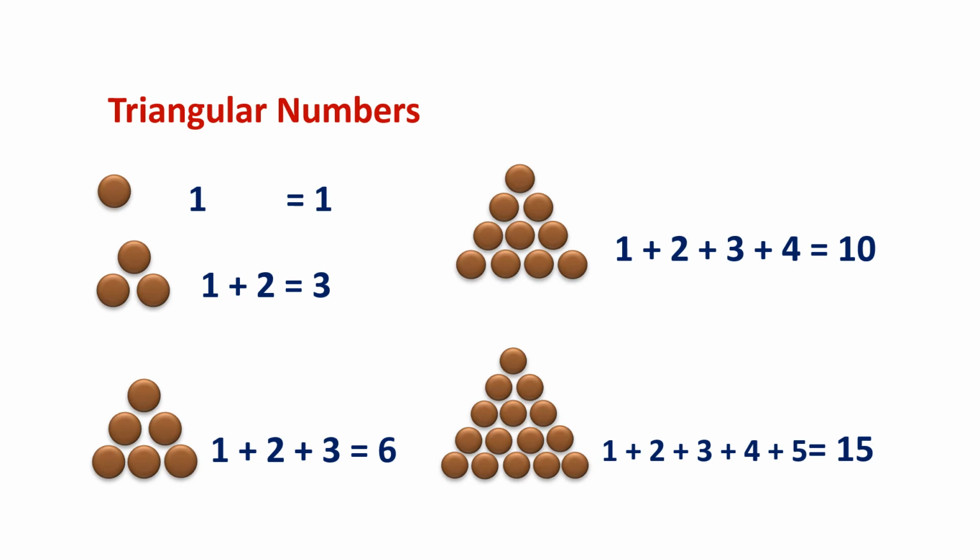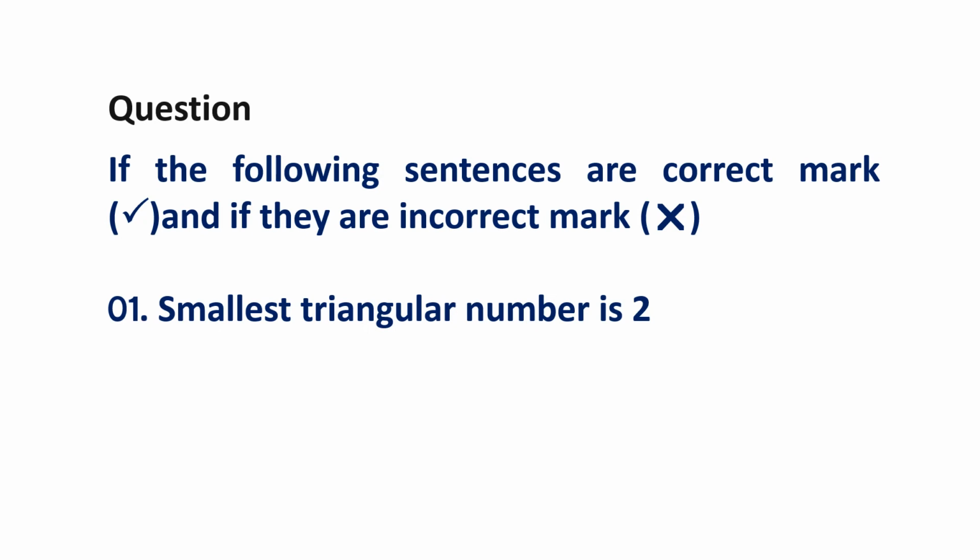Isn't that so? So once again, I'm going to go for some questions related to triangular numbers. If the following sentences are correct, mark a tick, and if they are incorrect, mark a cross. Right, we'll go through the sentences. First one, smallest triangular number is 2. Is that correct? No, isn't that so? The smallest triangular number is 1, therefore this is wrong.